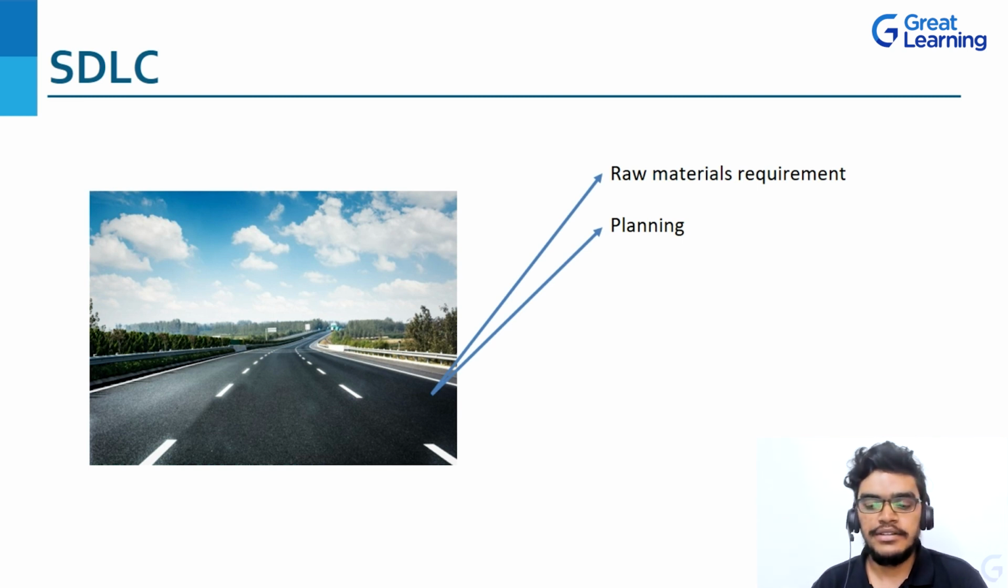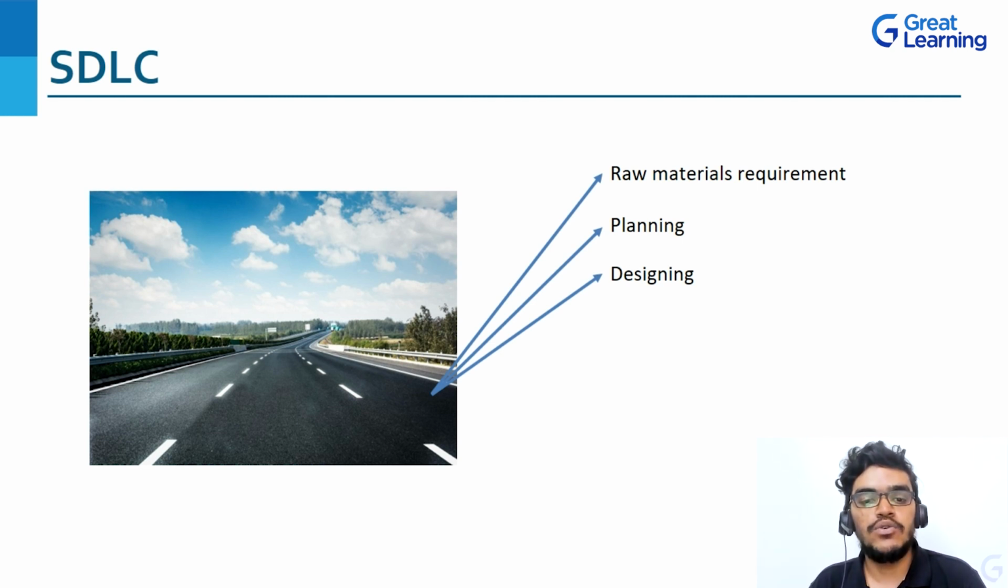So after planning, we have designing. Once the raw materials requirement has been done and planning has been done, the next step is designing. Under designing, it depends on you whether you want to construct a road of 2 lane, 4 lane, 6 lane, or 8 lane, right? And at what position you want to put a barrier as well as the breakage. After that, we have construction.